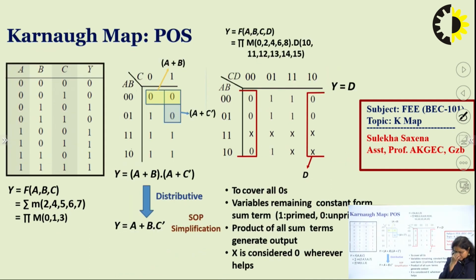Now we will take one example of POS, product of sum term equation. It is quite similar to SOP. All the rules are the same, but only 2 things are important. As we have already seen, for each min term in SOP we enter it as 1. For each max term, POS terms are called max terms, a max term is entered as 0 in the expression. Also in POS form, A means 0 and A bar means 1.